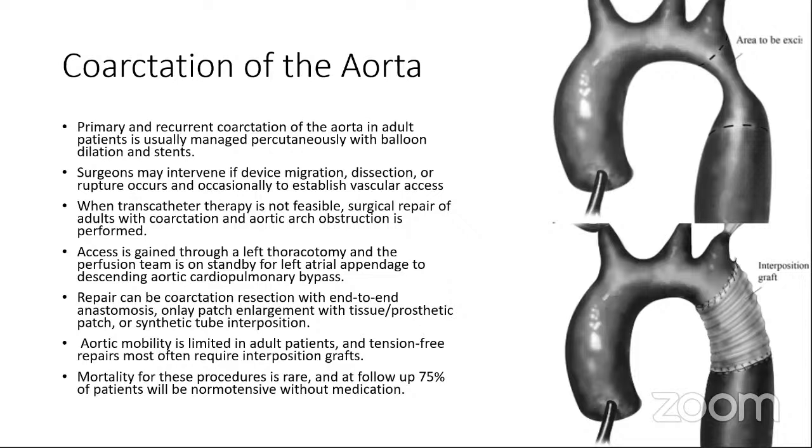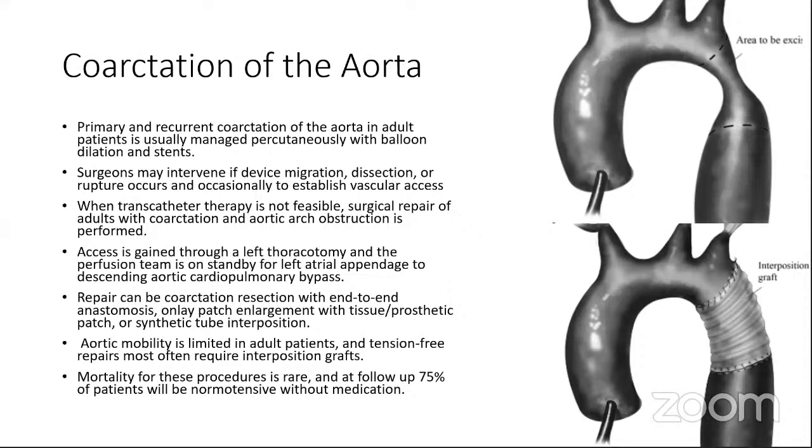When transcatheter therapy is not feasible, surgical repair of adults with coarctation and aortic arch obstruction is performed. Access is usually gained through a left thoracotomy, and the perfusion team is on standby for left atrial appendage to descending aorta cardiopulmonary bypass, just in case.